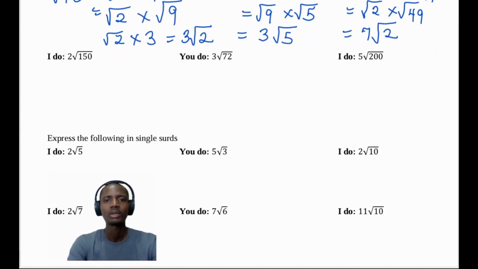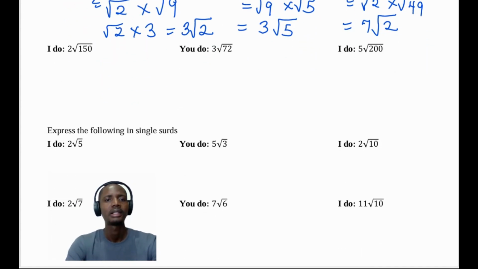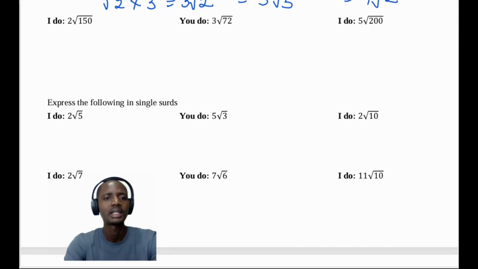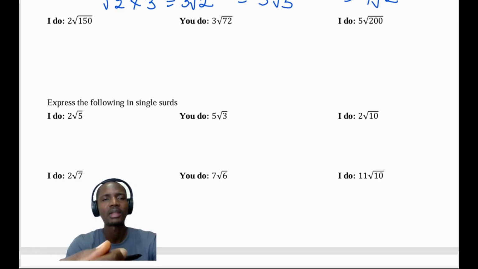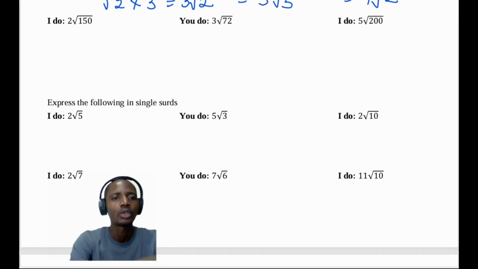All right, so let's look at the case where I have a number like this. That's 2 root 150. Now remember, 2 root 150 is the same thing as saying 2 times root 150. So I think that's the first thing we should do.